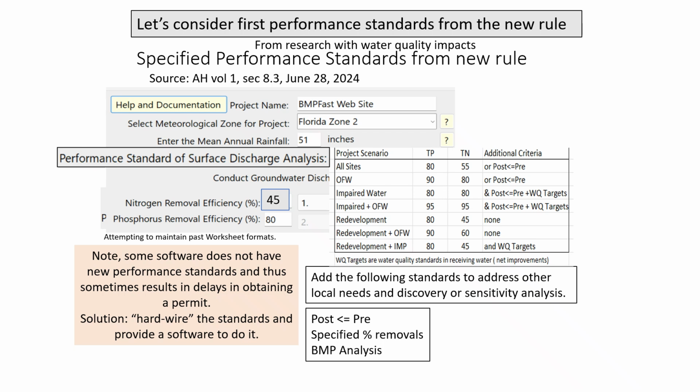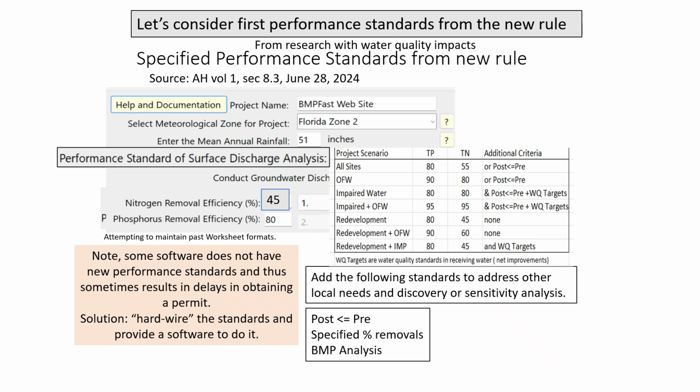Beyond the core framework, we also need to incorporate additional standards to meet various local needs or to facilitate discovery and sensitivity analysis. Specifically, there are 7 state-directed performance standards, 5 of which are dual standards, meaning they require the greater of either a specific percentage removal or a net improvement. In addition to these state mandates, local code requirements might also specify a net improvement or a particular percentage removal, such as those found in a BMAP program. We also often simply want to understand the overall effectiveness of a best management practice system.